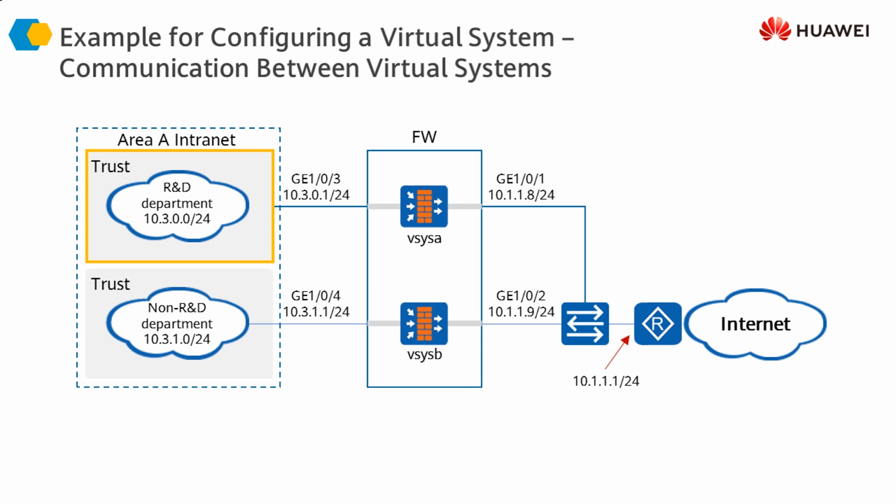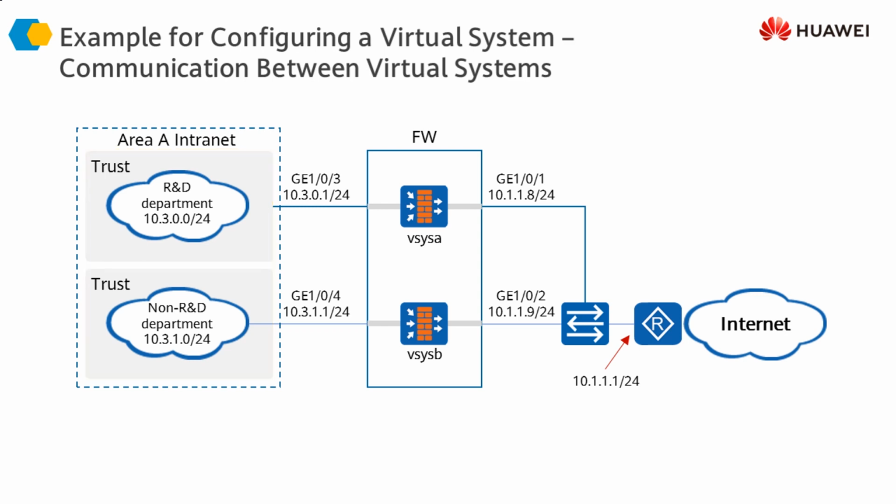We have two departments, one is the R&D department and the other is the non-R&D department or departments. The requirement is that we want to allocate certain IP addresses to the R&D department, and certain other IP addresses, or subnets, to the non-R&D departments. We want to assign different internet access policies for these two departments, and we want to define certain policies for inter-system communication, or inter-department communication, between these two departments.